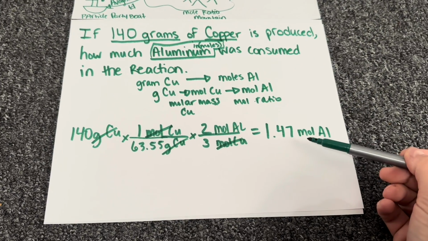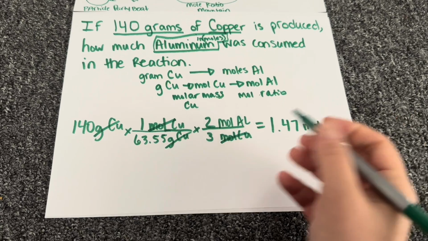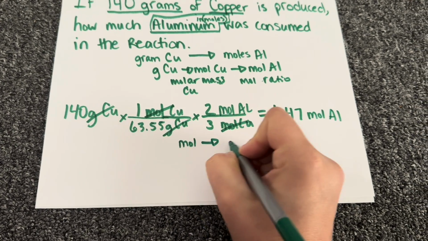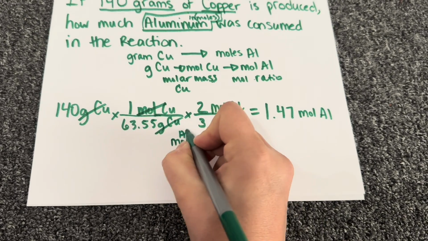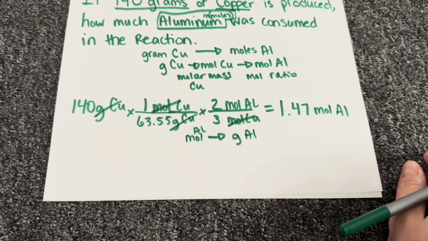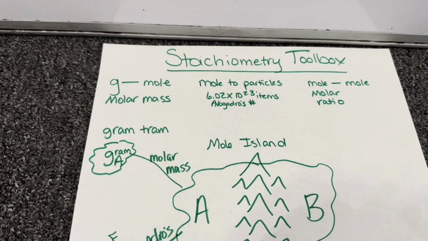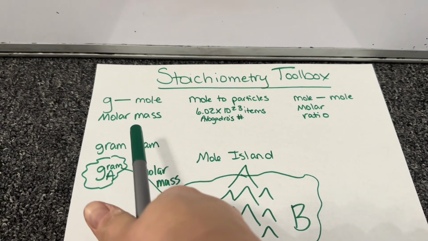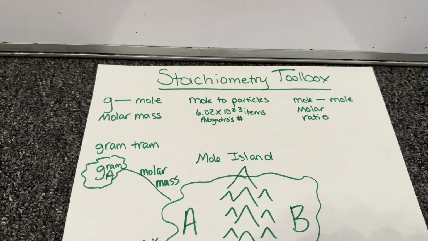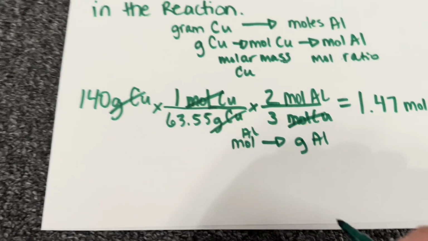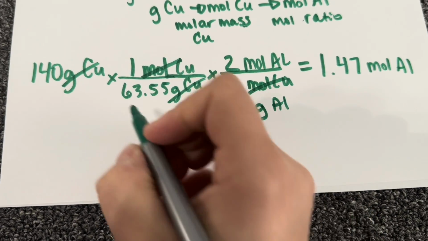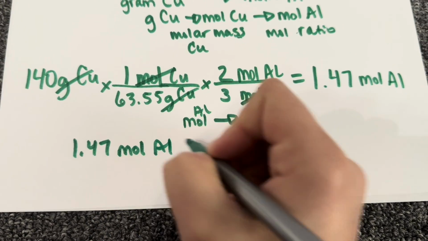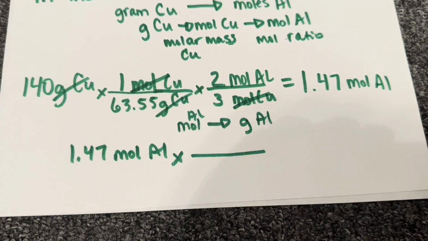So I want to convert this from moles into grams. If I'm building my roadmap, I'm in moles of aluminum, and I want to go to grams of aluminum. So what tool up here allows me to go from grams to moles? You guessed right if you guessed molar mass. So I'm going to need my periodic table and apply my molar mass. So let's look at how we do this. We start out with 1.47 moles of aluminum, and I'm going to apply my molar mass.